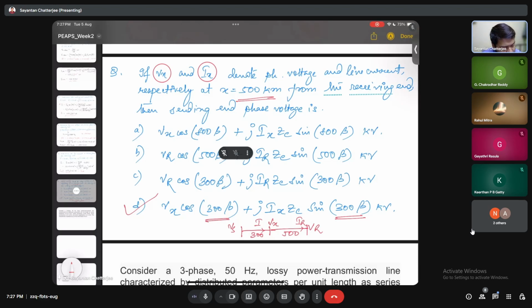So there is no such option. For R it is given 500, for R it is 300, so these two don't hold true. The first one is X with 800, so that also doesn't hold true. But X with 300 with respect to the sending end side holds true. So option D is the correct one. I hope it's clear.